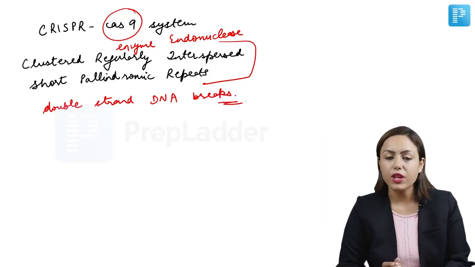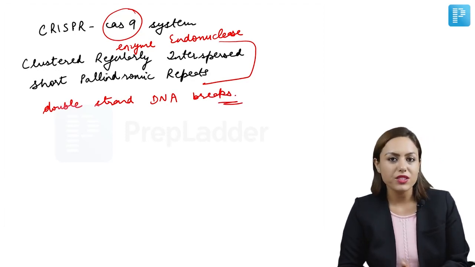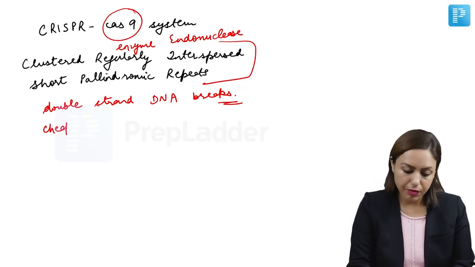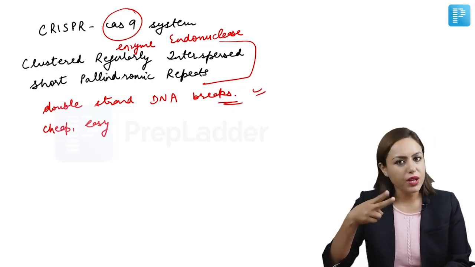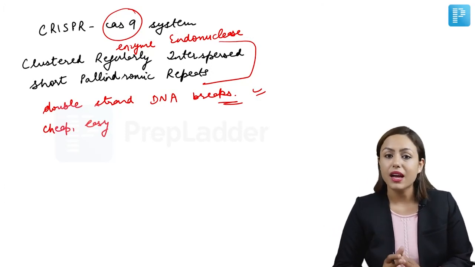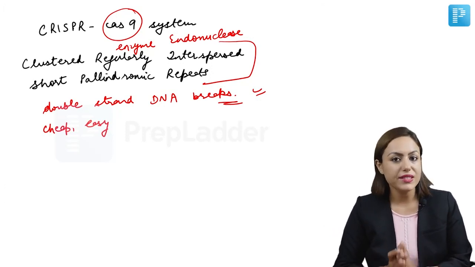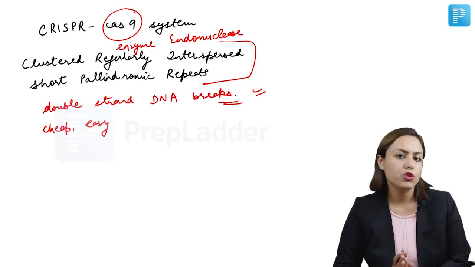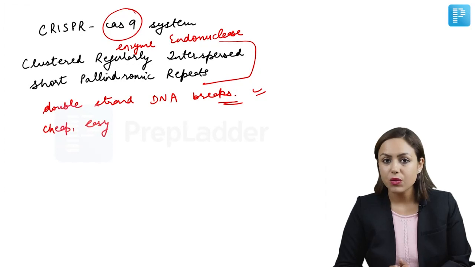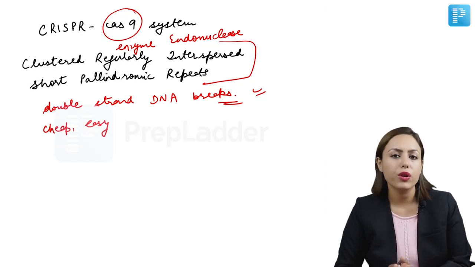This is a very, very new technology and advancements are going on in this. This is a very cheap and easy method to create breaks in the DNA. So the CRISPR-Cas9 system is like a scissor with which we can cut the DNA, and that too with very cheap and easy methods. Before CRISPR, whatever methods were available were cumbersome and costly. But this system has now brought a revolution in molecular biology. So it is very, very important.